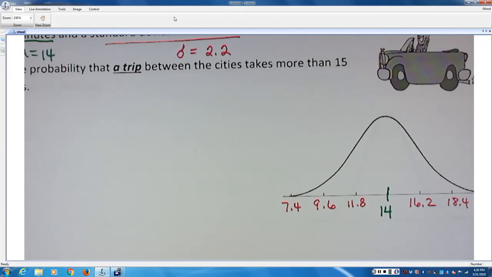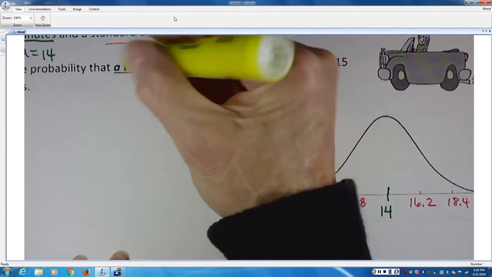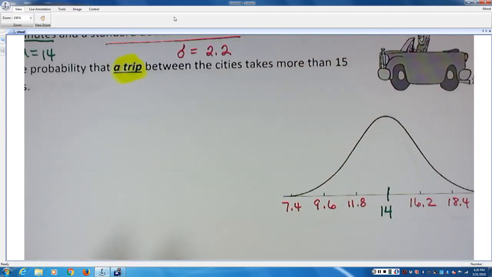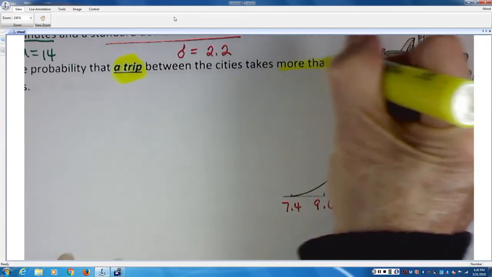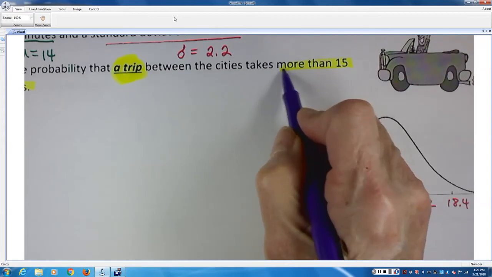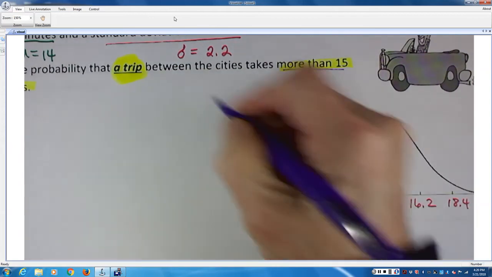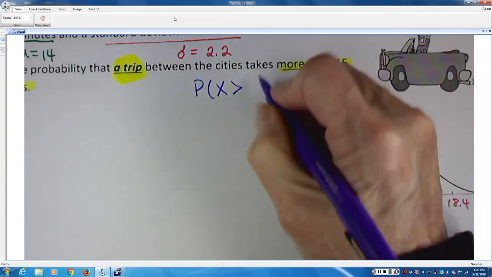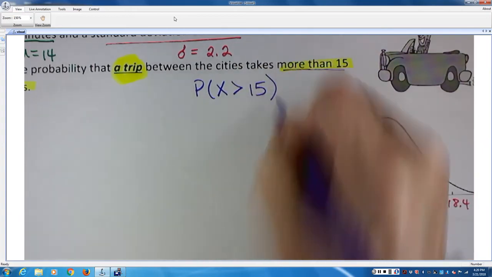And then we have our standard question. What is the probability that, and I want you to pay attention here, it says a trip. One trip takes more than 15 minutes. In other words, what is the probability that X is greater than 15?